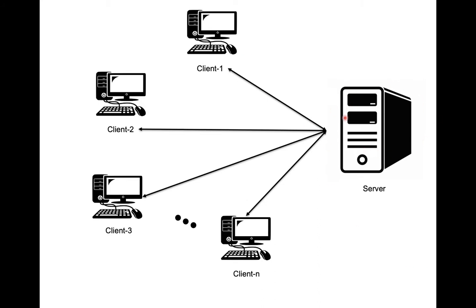We have a server here and we have a couple of clients, like client 1, client 2, client 3, and then up to client n. For instance, if we have an echo server, that means the client is going to send a TCP request to the server, and once the server gets any data coming from the client, it will bounce it back towards the client.